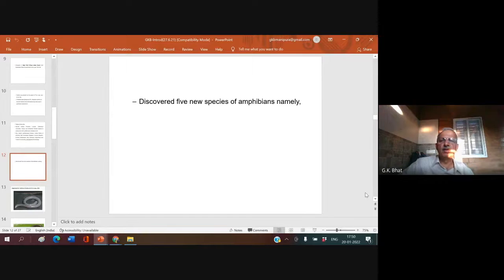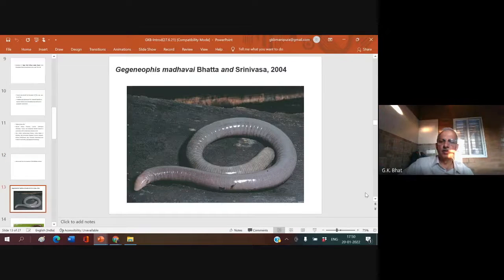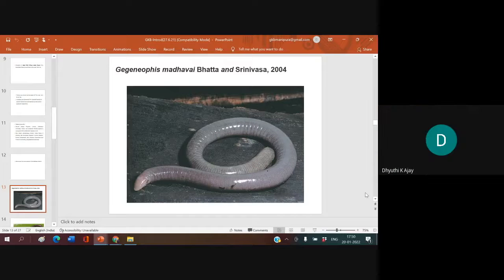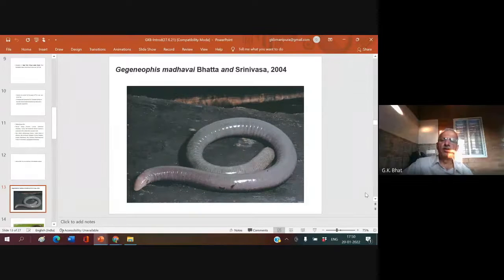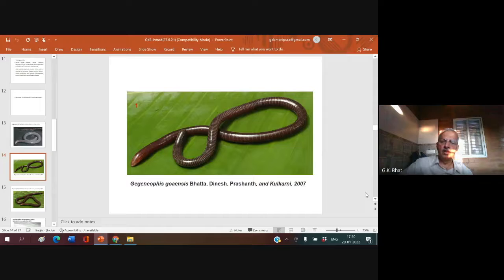And these are the new species that I have discovered. It is not earthworm, Jyoti, it is a legless amphibian. Are you seeing this picture, Jyoti? Yes, sir. Sir, I didn't say earthworm. Yeah, no doubt. It is looking like an earthworm, but it's not earthworm. It is a limbless amphibian, the one which is related to Ichthyophis. And this work was done and published by me and my research student, Srinivasa Gowda.